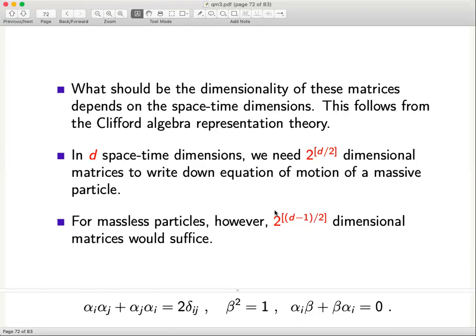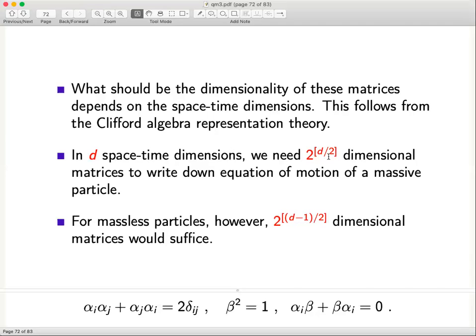Okay, and the answer is that if you are in d space-time dimensions, that means d minus 1 space and 1 time direction, then we need 2 to the [d by 2]. The square bracket means that, remember, d could be any number, it could be even or odd, right? So d by 2 may not be an integer. If d is even, of course it is an integer, but if d is odd, it won't be. The square bracket tells you that you take the integral part of it. So for example, if d is equal to say 5, then 5 by 2 would be treated as 2.